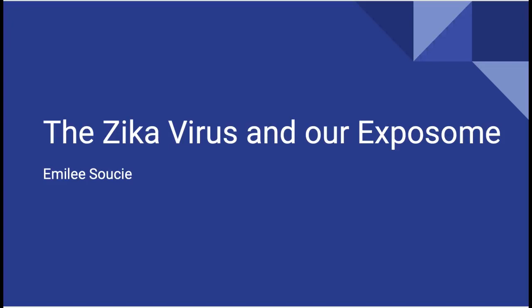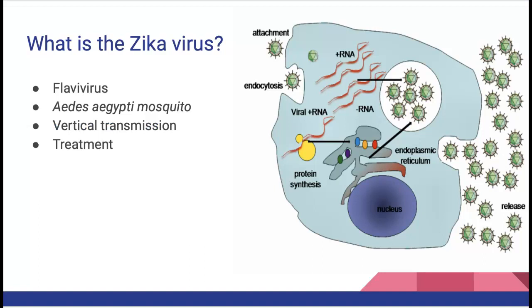This presentation is going to be about what the Zika virus is and how it affects our genome, as well as what can be done to prevent this virus. So what is the Zika virus? The Zika virus is a flavivirus, which is in the same family as dengue, West Nile virus, and Japanese encephalitis virus. It is a single-stranded RNA virus that is transmitted through a mosquito bite from an infected Aedes aegypti mosquito.